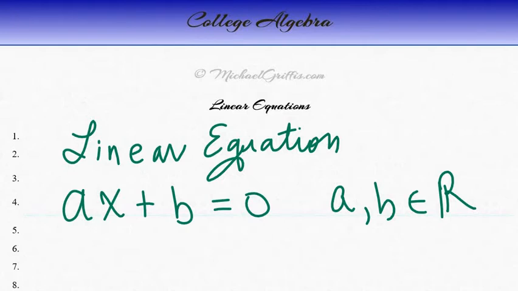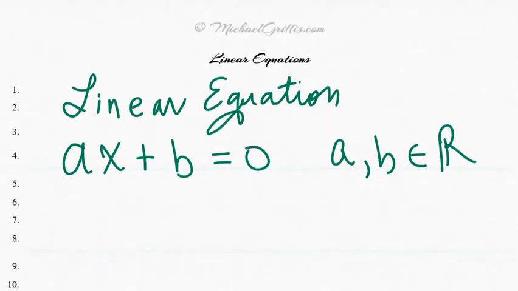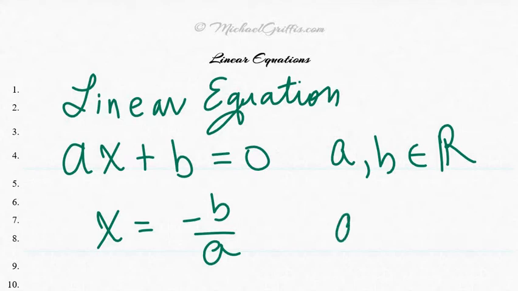A solution to this equation would look like this: x is equal to negative b over a. Now, because you can't divide by 0, we need to state that a cannot equal 0.